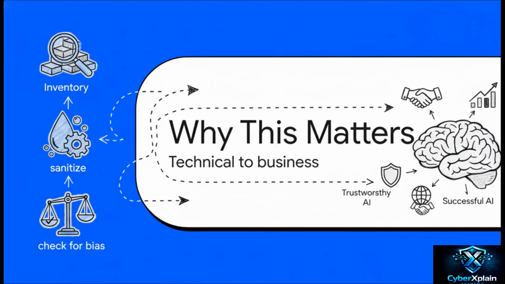Okay, so let's recap. We've talked about the big three: inventory your data, sanitize it, and check it for bias. Those are the how-to steps. But now let's zoom out for a second and talk about the why. Let's connect these technical details to the big picture, building AI that actually works and that people can trust.